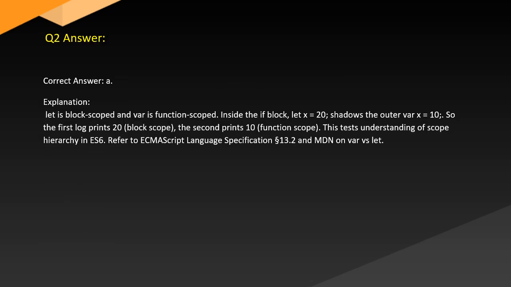Answer. Correct answer: A. Explanation. let is block scoped and var is function scoped. Inside the if block, let x = 20 shadows the outer var x = 10, so the first log prints 20, block scope. The second prints 10, function scope. This tests understanding of scope hierarchy and ease. Refer to the ECMAScript language specification and MDN on var versus let.